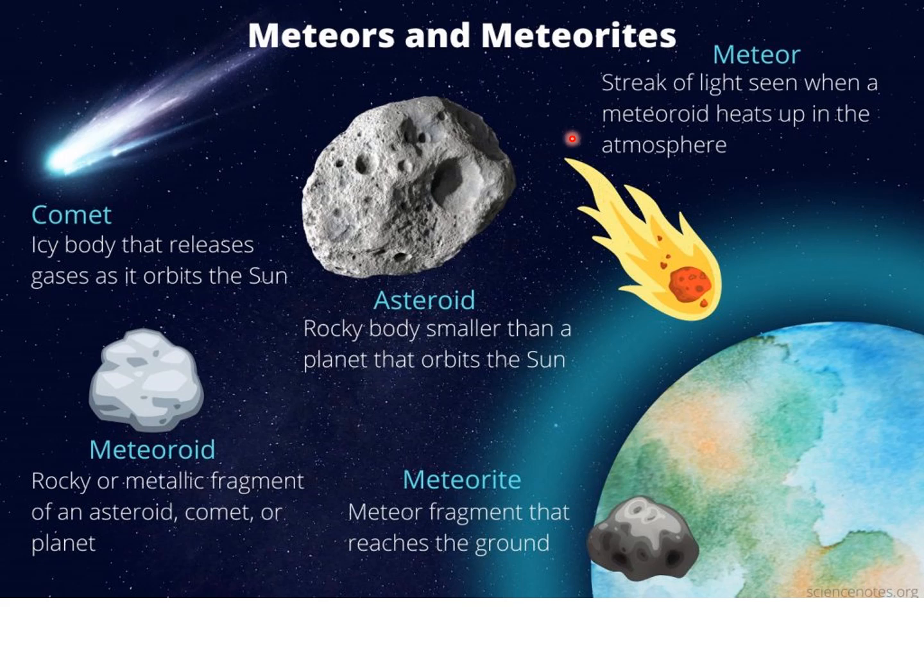And then this rock streaking through the Earth's atmosphere eventually hits the ground. Actually, most of the time it hits water because most of the Earth is covered with water. But when it hits the ground, once it makes impact with the Earth, it is then called a meteorite. So it's the meteor fragment that reaches the ground. So first it's a meteoroid. It streaks through the air and is temporarily a meteor, and then it hits the Earth and it's a meteorite.